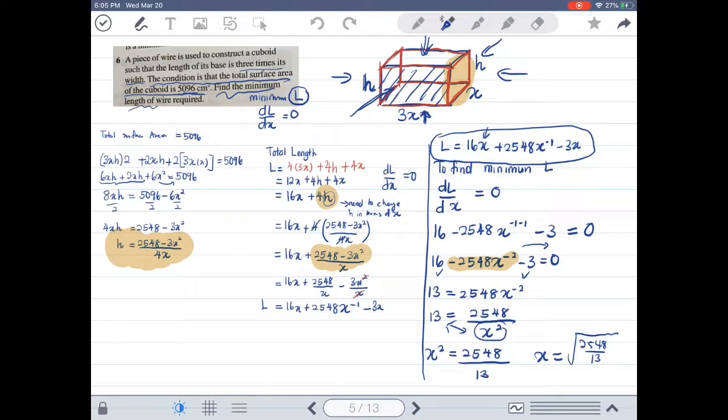You should get the value of x by calculator. You should get the value of minimum x is 14. So this is what we get, minimum x, not minimum L. The question wants you to find minimum length. So what you do, you insert the minimum x into the L function here.